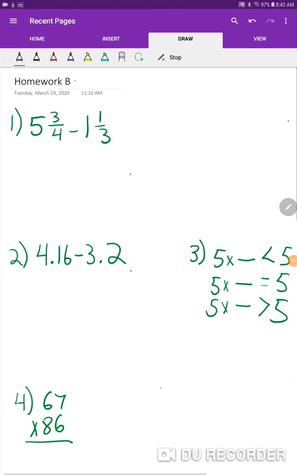Okay, wonderful fifth graders. Here we are recording the corrections for homework B. All right, first one we have is 5 3/4 minus 1 1/3. So let's think about that. How do you do that kind of problem? Yeah, that's right, stack it.